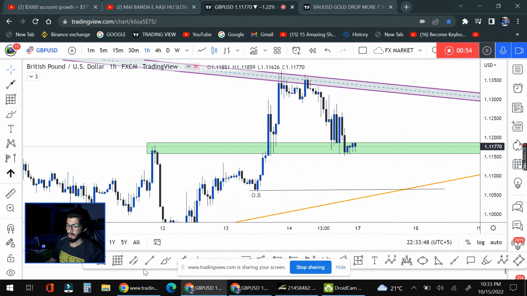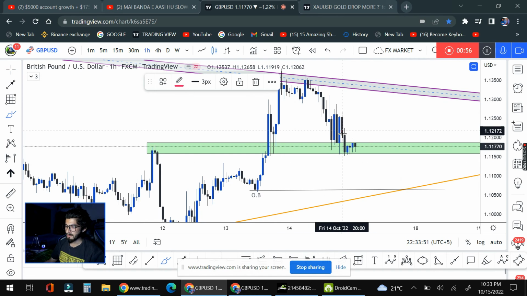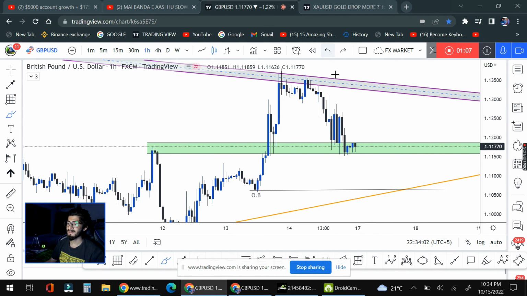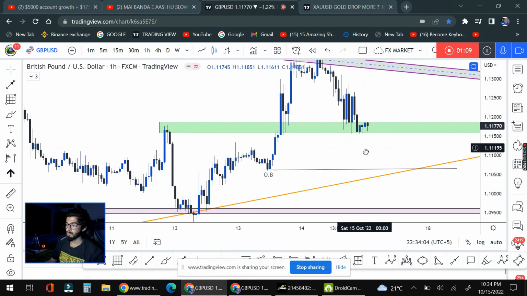And also we can see that after price broke this level, this minor support, now price retests this area of support now as a resistance. So this shows the weakness in the GBPUSD, pound dollar.